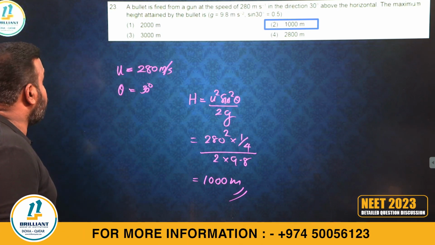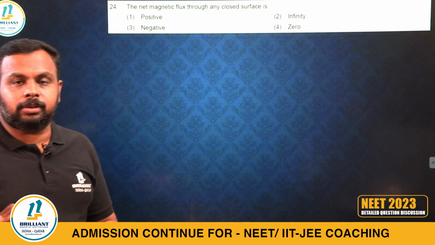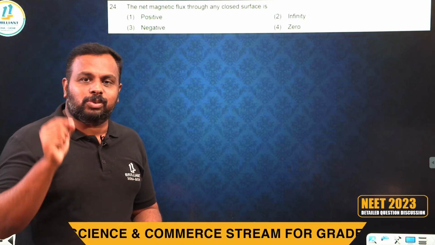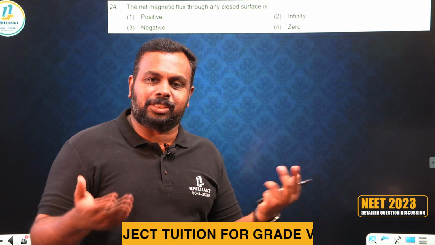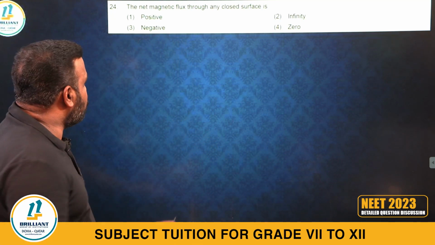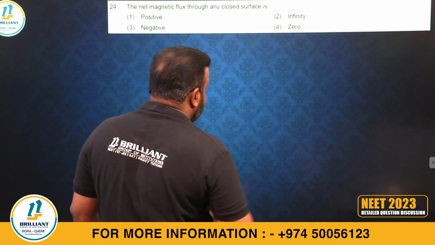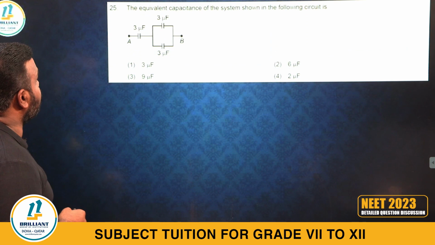Question number 24. The net magnetic flux through any closed surface. Direct, very simple. One question was like electric flux is 0. Now here, magnetic flux through any closed surface. Gauss theorem in magnetism: the total magnetic flux passing through any closed surface is 0, right? You know the reason, monopole does not exist. So the answer is 0. Very simple question from magnetism.